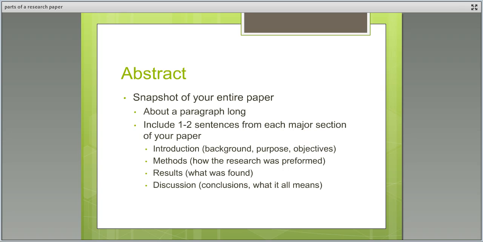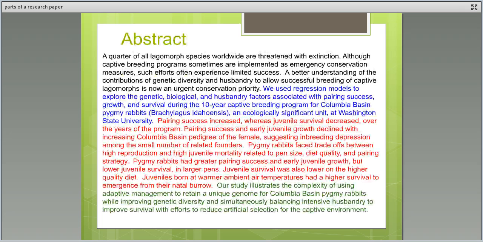So you want to have a few sentences of introduction. You want to cover background, purpose, and objectives in there. You're going to have a few sentences of methods, or how your research was performed, a few sentences of results, what you found, and a few sentences of discussion, which is going to be your conclusions and what it all means. So I've got a kind of lengthy abstract here. This is one that's on the longer side that we'll go through.